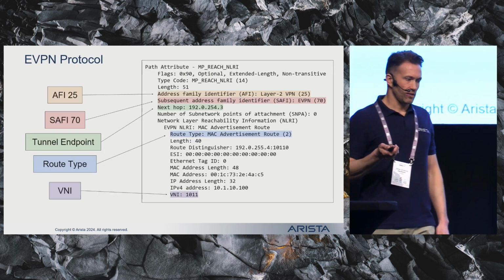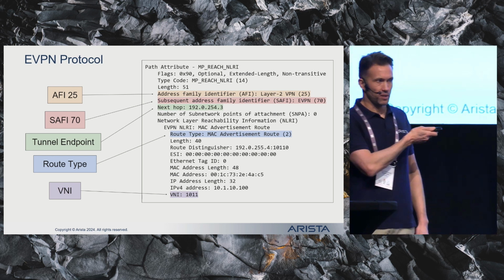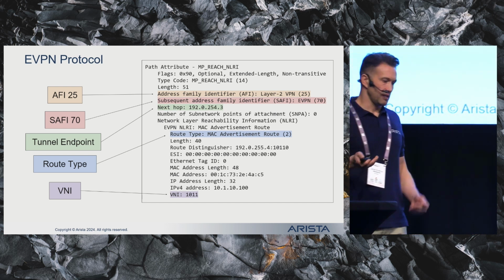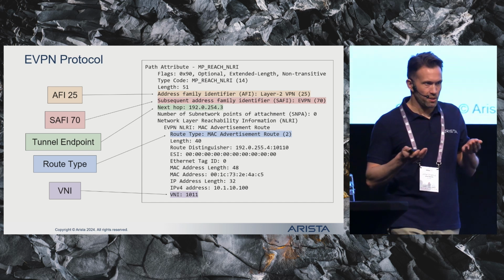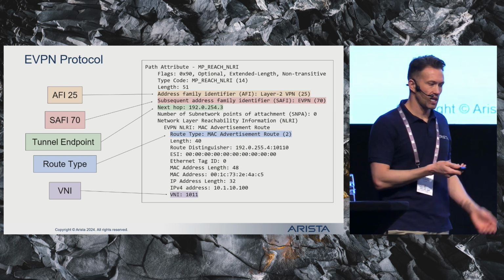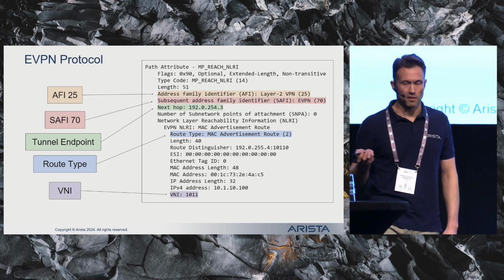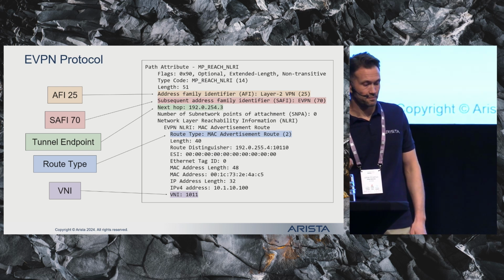Looking at an EVPN update, again, a MAC advertisement, it looks more or less exactly the same as it would in a service provider network. The only difference is there's going to be a BGP community saying that we're now using VXLAN as the overlay, and hence we have a virtual network identifier instead of an MPLS label to identify the VPN.